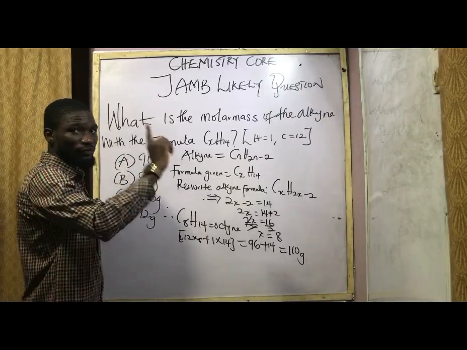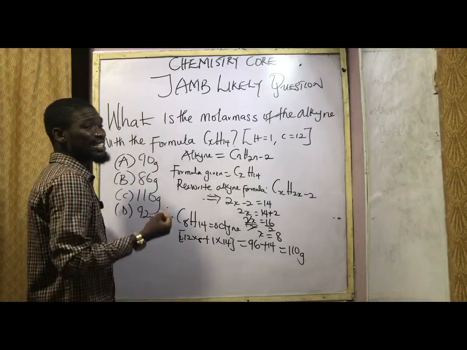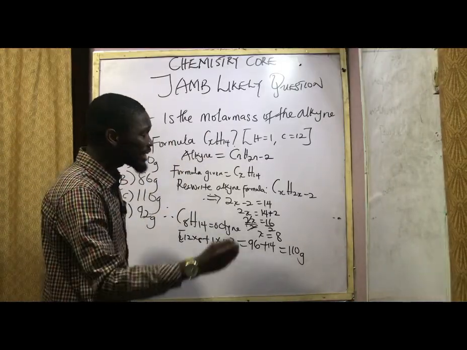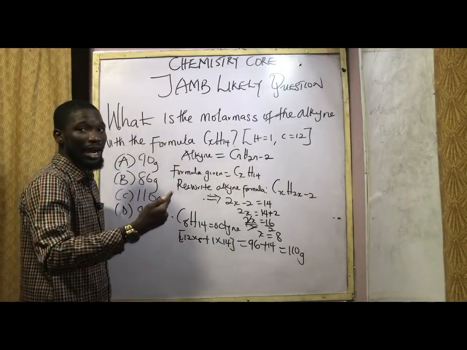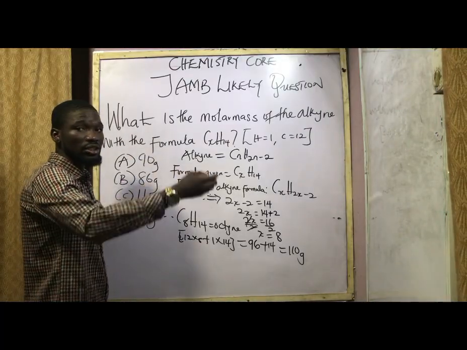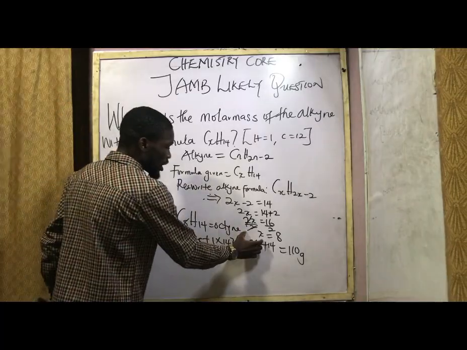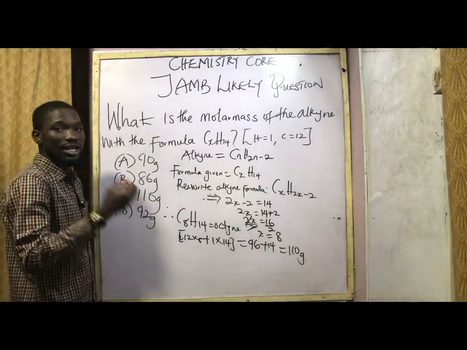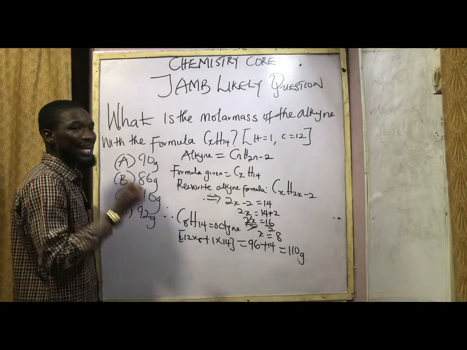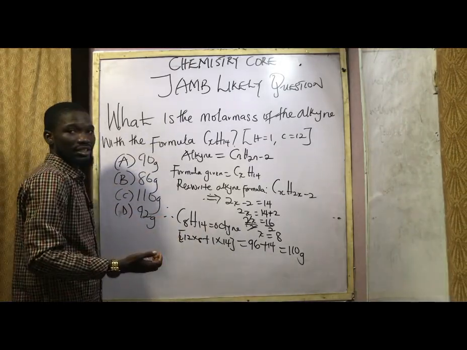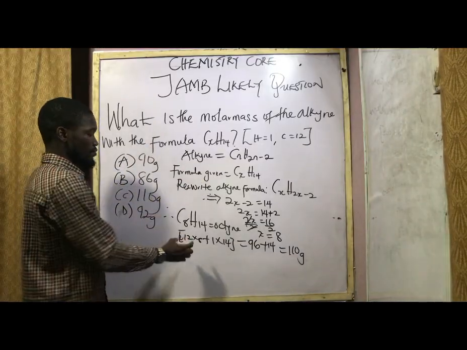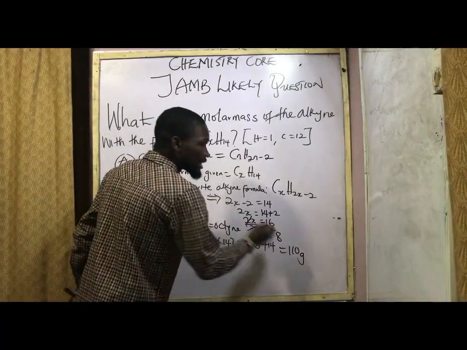Don't forget, the first clue is for you to identify the molecular formula of alkyne. That's the first thing. Then by writing the formula, you're going to solve the equation because we don't know the unknown, which is the x, which we have solved here. And since we have gotten the unknown x to be 8, the compound of that alkyne is octane. Then the relative molecular mass of octane is 110.